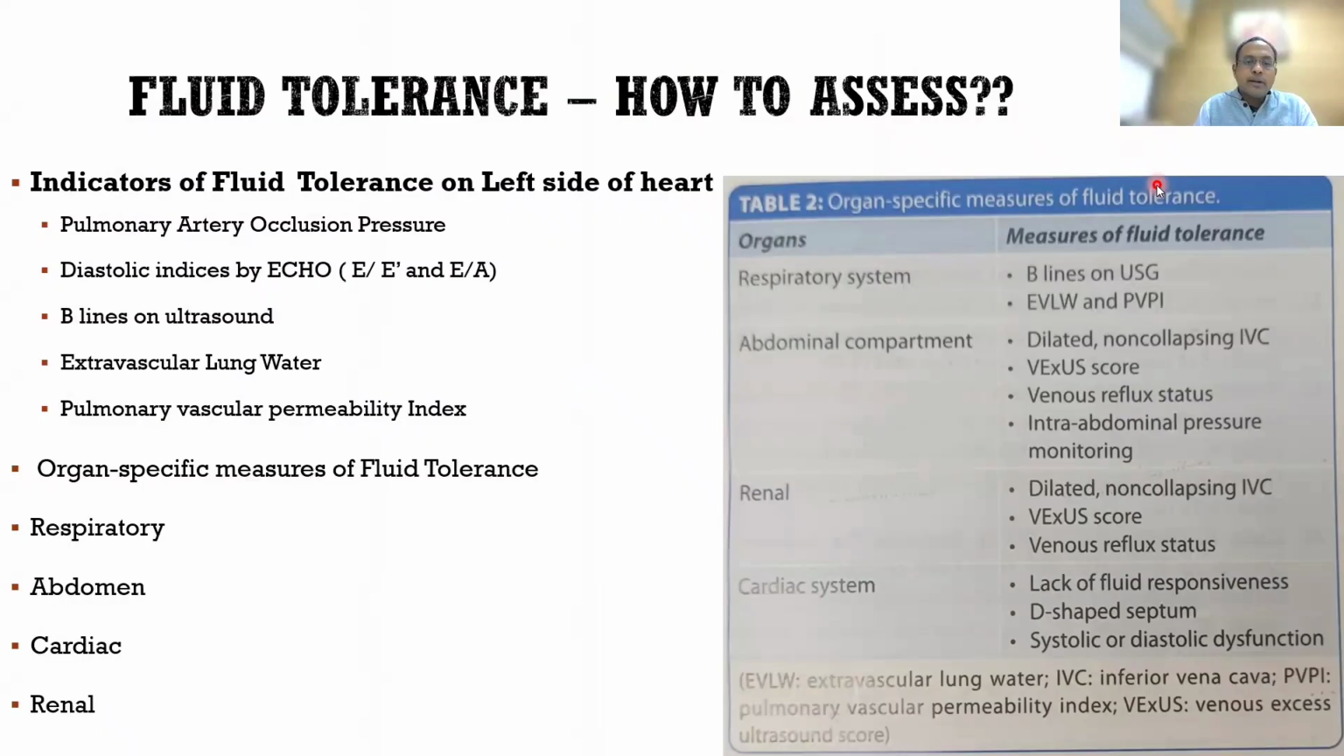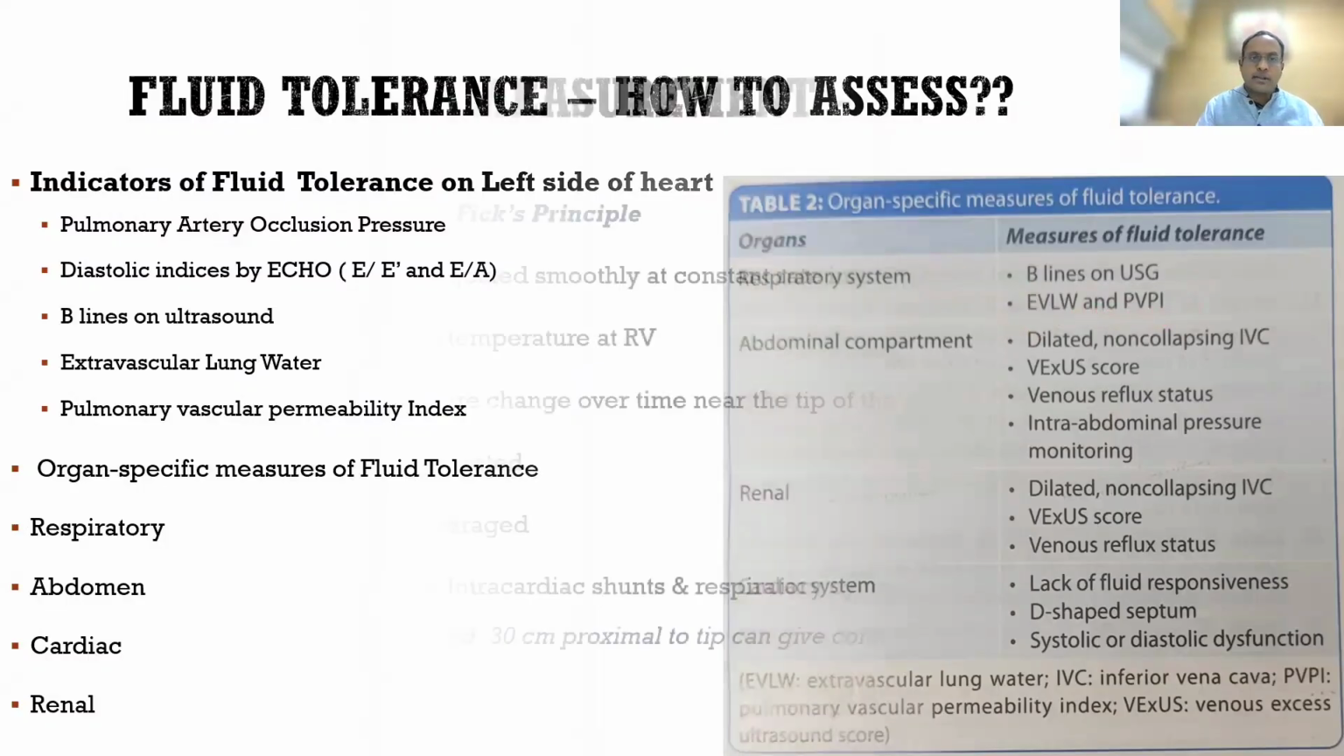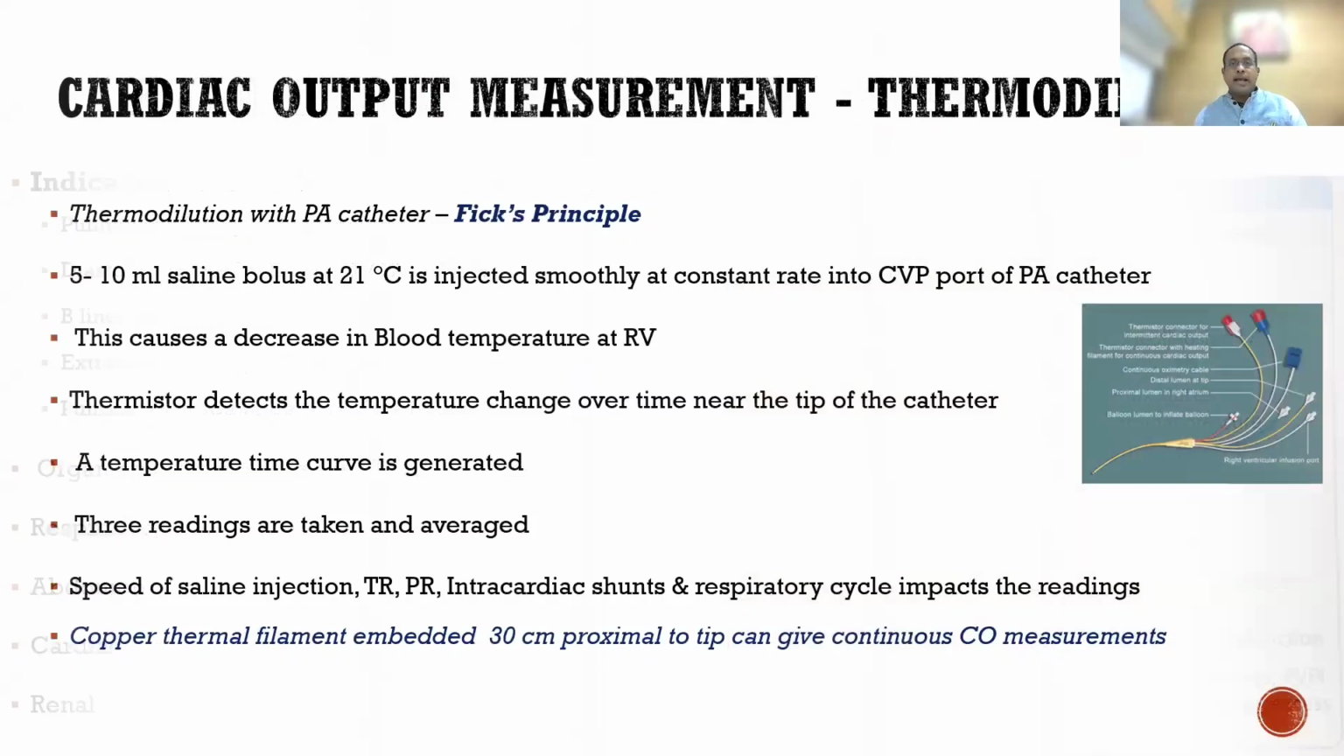And for organ-specific measures, we check the respiratory system, the abdominal system, the cardiac system, and the renal system. If we need to check the respiratory system, we check the B lines, the extravascular lung water, or pulmonary vascular permeability index, and so on. So these are the indices we measure to check whether the patient is fluid tolerant. And the thermodilution method, I think everybody knows. I'll not go into the details.